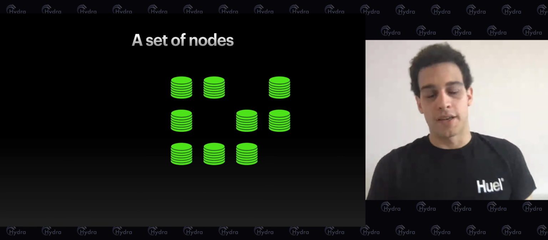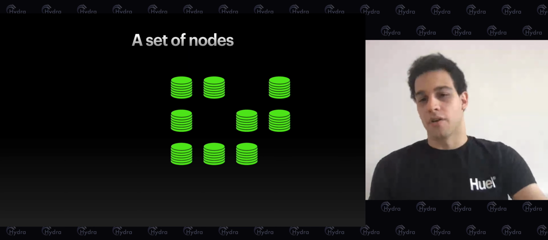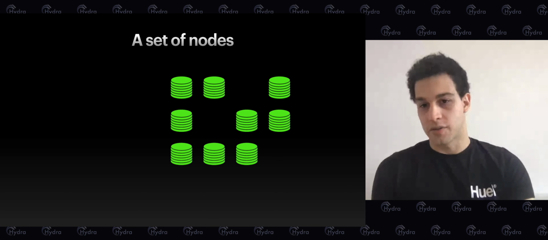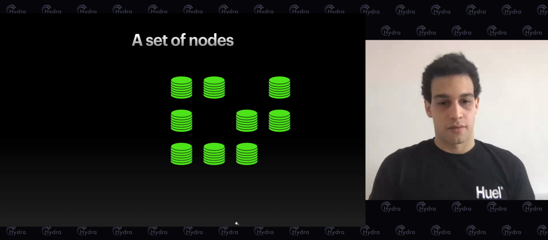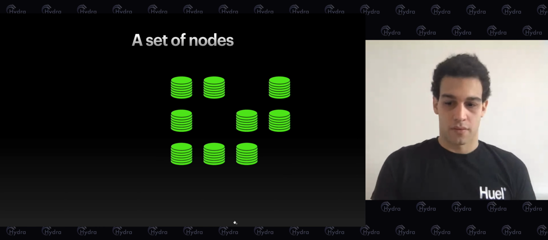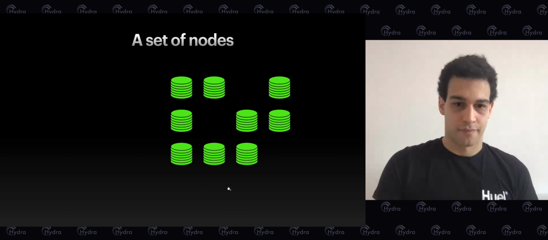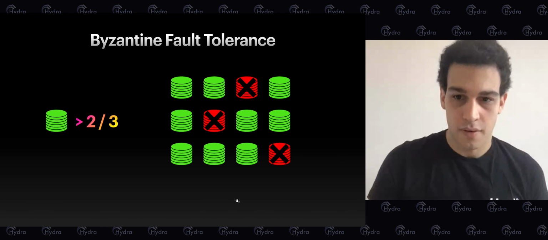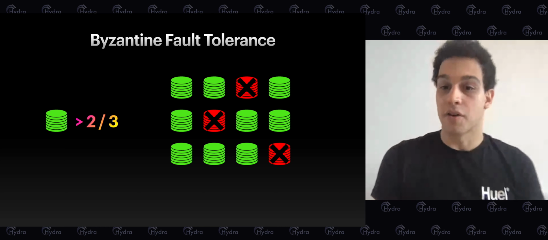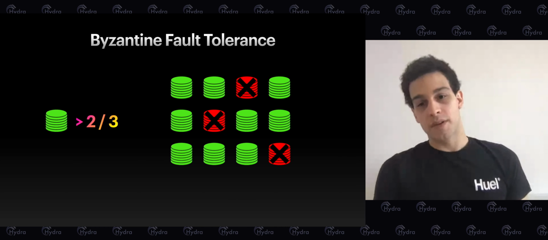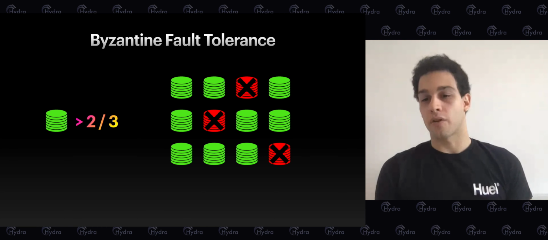Right. Okay, so that's the setting we're working on. We have a set of nodes. So the green nodes are the honest nodes. And then we have some bad nodes, the red one with a cross on top of it. And we always keep the assumption that we have more than 2/3 honest nodes.